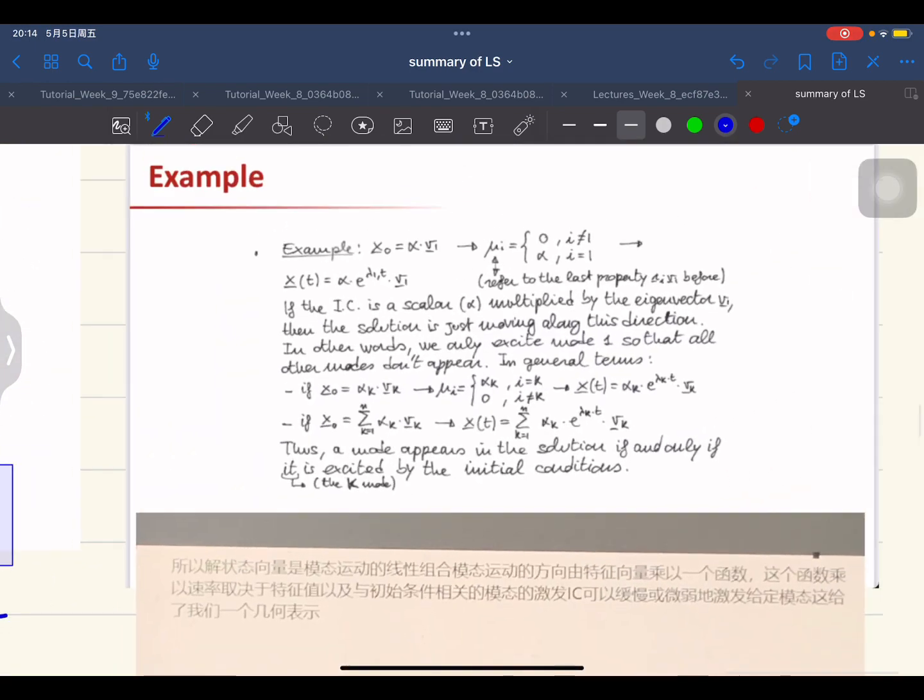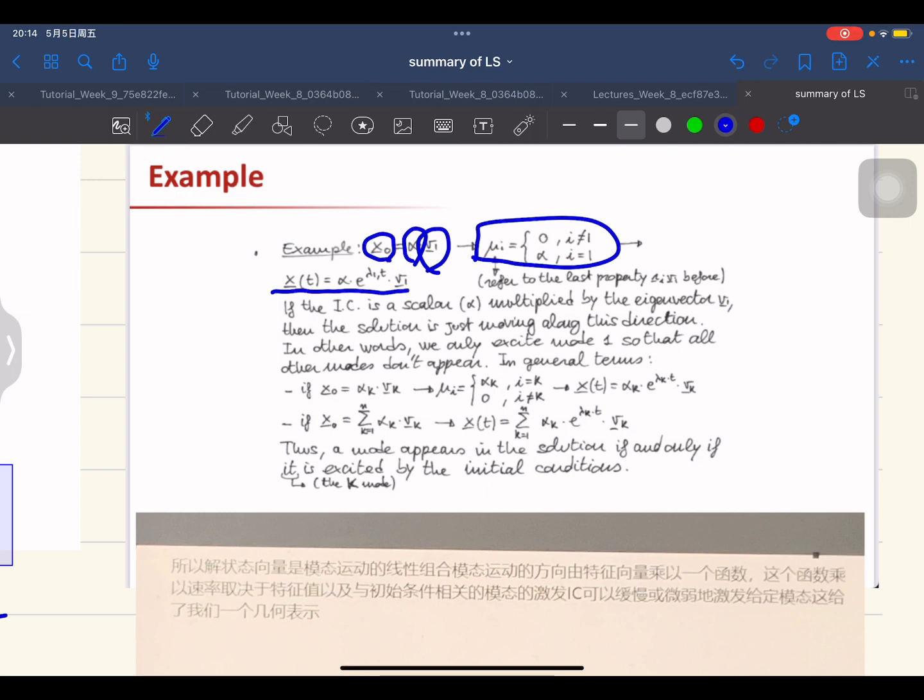Let's see the example. We have defined the meaning of this one. And this is the S0, we call it alpha times v_i. S(t) is the solution we have talked about before. So if the initial condition is a scalar alpha multiplied by the eigenvector v_i, then the solution is just moving along this direction. In other words, we only excite mode 1 so that all other modes don't appear.